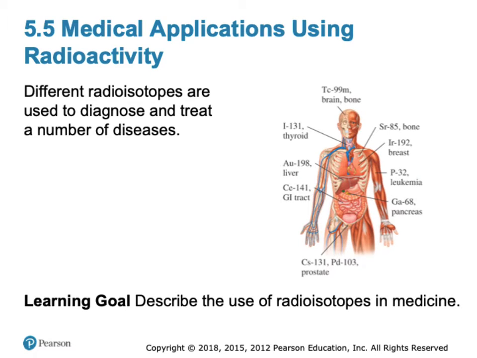To describe the full range of medical uses of nuclear chemistry would take far more time than we have available in this course. What we will do instead is to choose several examples and illustrate the range of applications of nuclear chemistry to the health sciences. So here, the learning goal is to describe the general use of radioisotopes in medicine.